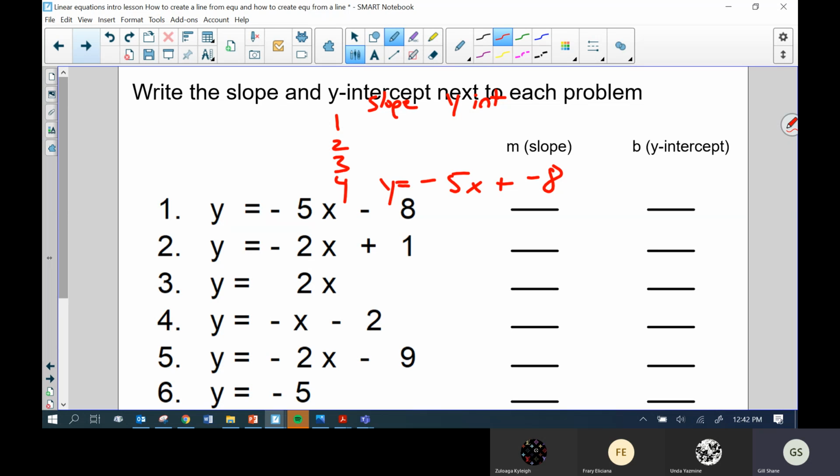A lot of people are not getting 6 correct. Look at number 6 again. The slope goes with the x term. Is there an x term in number 6? There's no x. So what's the slope if there's no x value? 0.